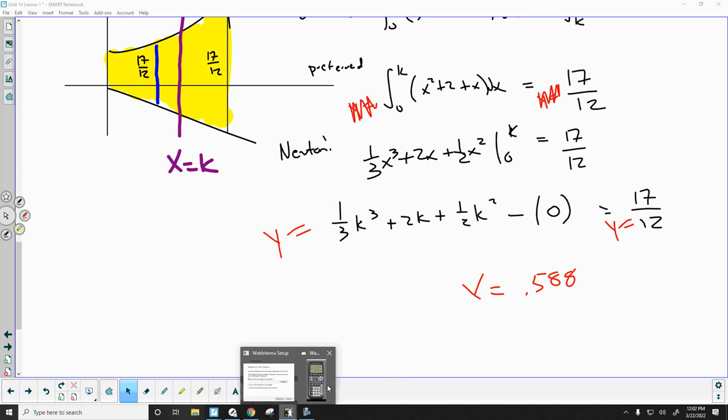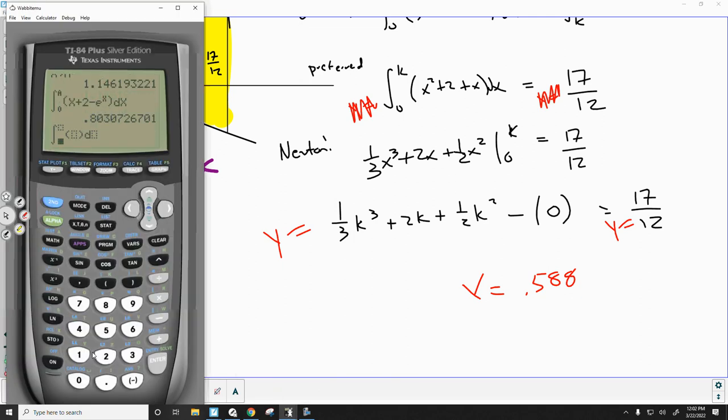I don't want to spend the time doing this because I want to get to the next example, but I'm going to do it just because. Oh, I've got to store that value. X. Store it as A. Okay, I'll store it as D. Math 9, 0 to D of X squared plus 2 plus X, you get 17/12.